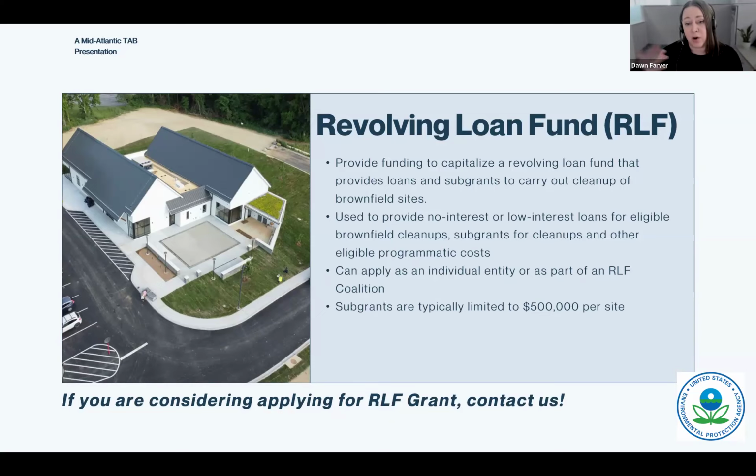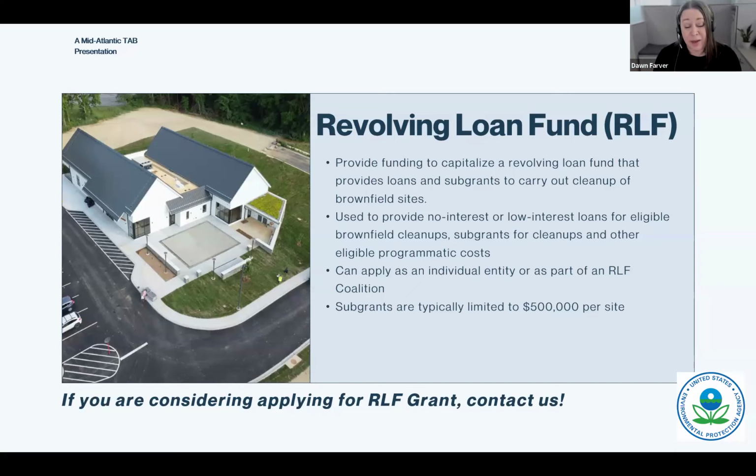So for example, let's say you're a county and you apply for a revolving loan fund grant. That would then allow you to give grants to other members of your community, like municipalities, to do brownfields work. You can apply as an individual entity or as part of a coalition. Again, I was saying larger organizations, but it could be multiple communities that apply together. Subgrants to those entities that you would give the grants to are typically limited to $500,000 per site.